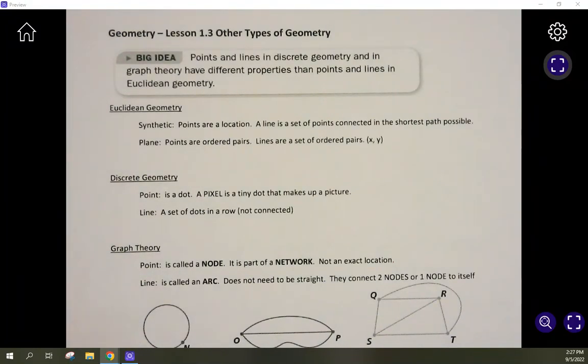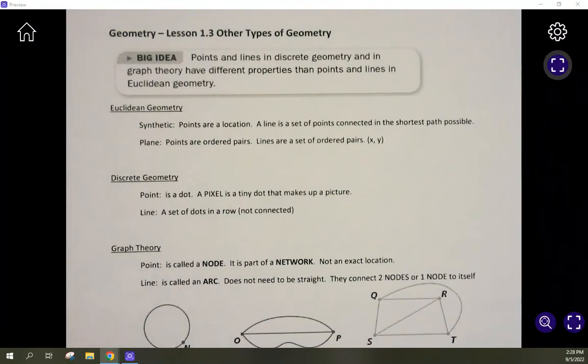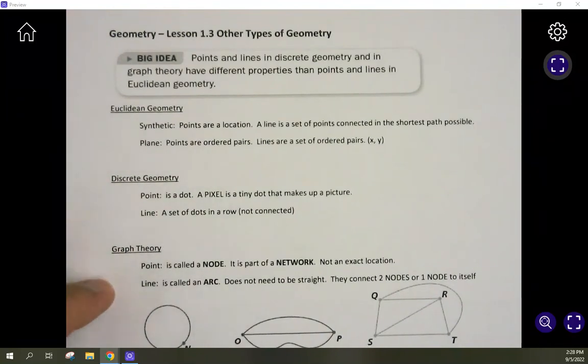The whole point of this is to understand that there are different categories of geometry. We mainly focus in this coursework on Euclidean geometry, but it's important to understand that depending on how we classify the properties of the most simple things in these curriculums, basically the points and the line, if we classify those a little bit differently and they have different properties, they give us these different types of geometry. And again, we're mostly going to focus on Euclidean geometry, but today we're going to take a bird's eye view of discrete geometry and graph theory.